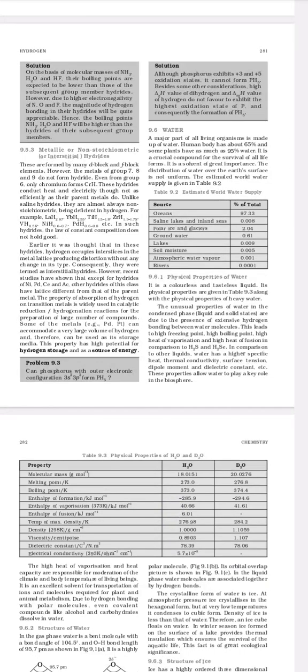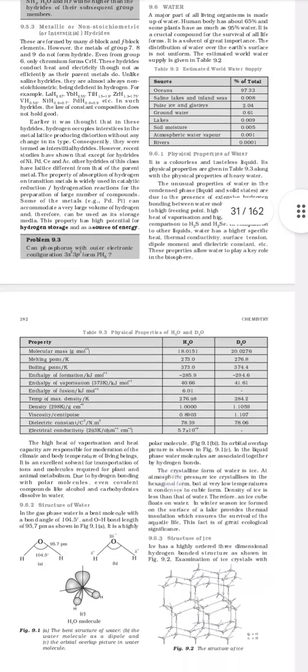Next is physical properties of water. It is a colorless and tasteless liquid. Its physical properties are given in the table along with the physical properties of heavy water. The unusual properties of water in the condensed phase, liquid and solid states, are due to presence of extensive hydrogen bonding between water molecules. This leads to high freezing point, high boiling point, high heat of vaporization, and high heat of fusion in comparison to H2S and H2Se. In comparison to other liquids, water has a high specific heat, thermal conductivity, surface tension, dipole moment, and dielectric constant, etc. These properties allow water to play a key role in the biosphere.